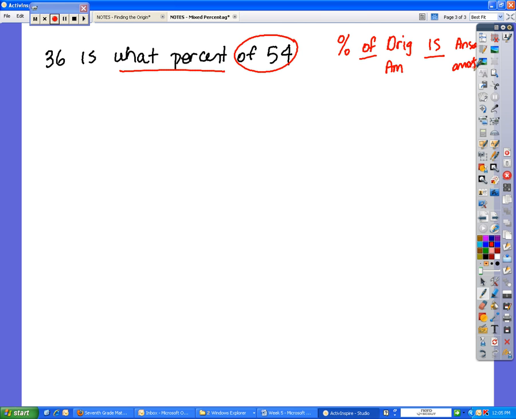All right, so let's have a look there, if we can put that in. 36 is what percent? We don't have the percentage, so we put x times. Do we have the "of" an amount? Well, there we go. Of 54. So let's put that in. Times 54. Is. Do we know what the answer is? Well, yes, we do. We know that 36 is that amount. So we can put equals 36. Okay, so let's go solve that now.